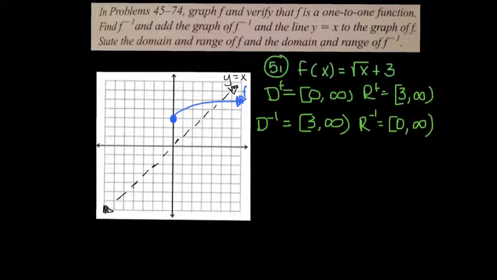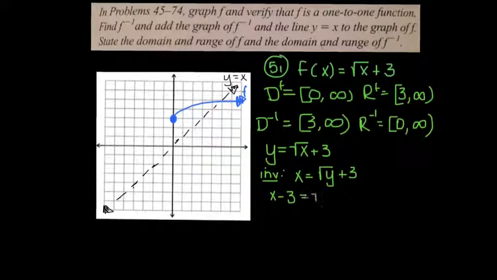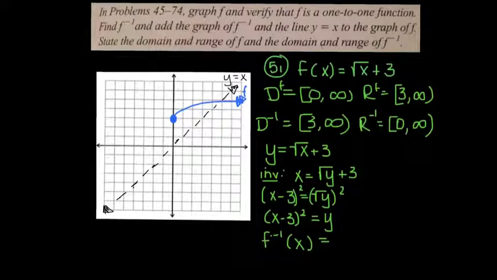To do these calculations, my original function is y equals the square root of x plus 3, which means the inverse is found by switching x and y. So I get x equals the square root of y plus 3. To solve for y, I can subtract 3 from both sides, which leaves me with x minus 3 equals the square root of y. I can then square both sides, which leaves me with x minus 3 quantity squared equals y. For functional notation, I can say the inverse function f is equal to the quantity x minus 3 squared.